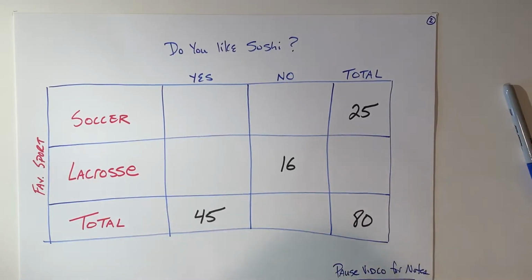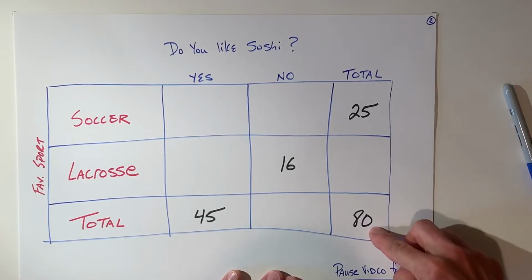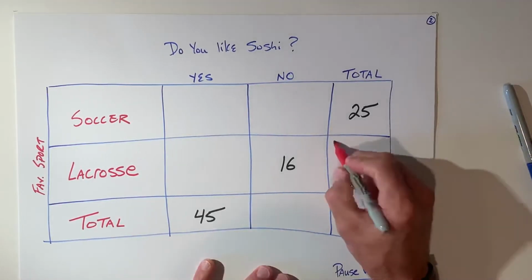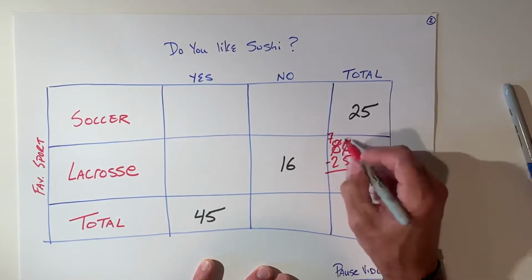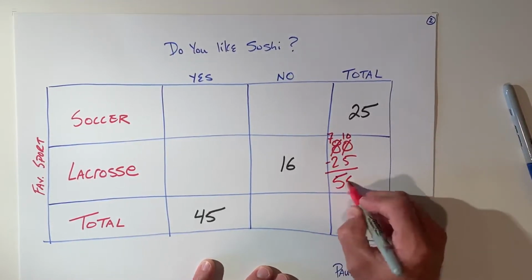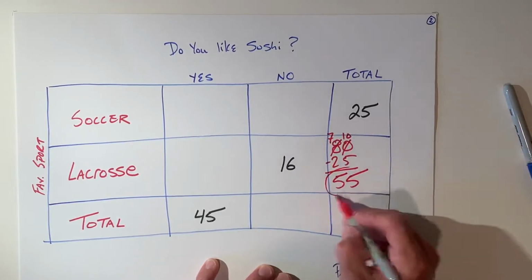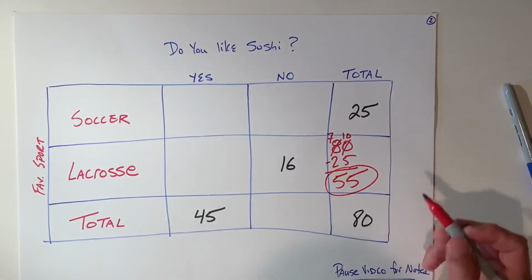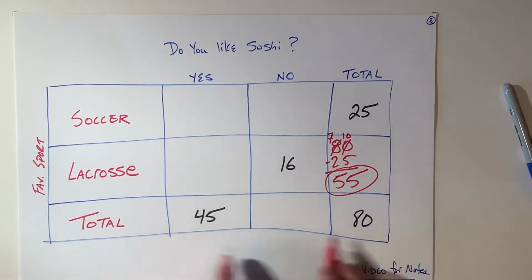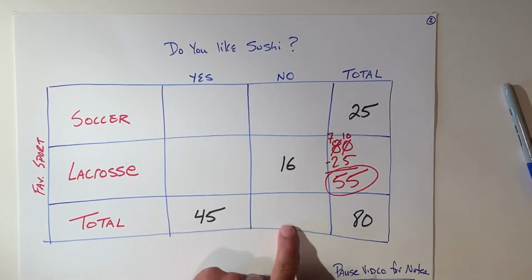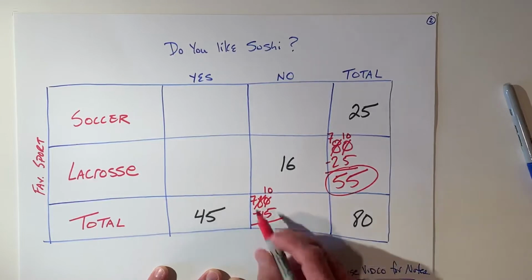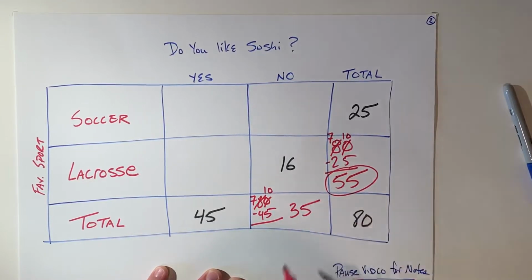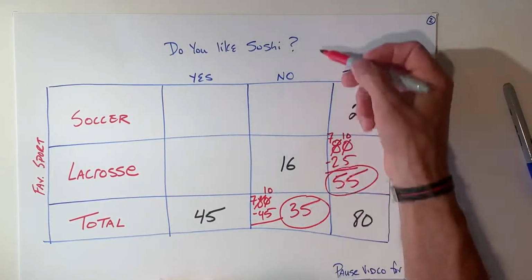For example, I know that if I have 80 students total that took the survey and 25 of them like soccer, then I can do 80 minus 25, and I get 55 students that like lacrosse. Now I'm going to do a little more. Same idea this way: 45 plus something is supposed to equal 80. So once again, 80 minus 45, and I get 35. So 35 students do not like sushi.